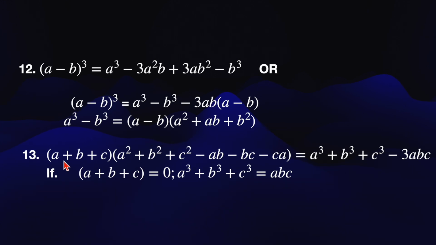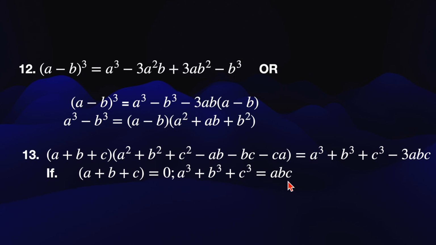13th one is (a plus b plus c) into (a square plus b square plus c square minus ab minus bc minus ca) is equal to a cube plus b cube plus c cube minus 3abc. If a plus b plus c is equal to 0, the whole expression becomes 0, and a cube plus b cube plus c cube minus 3abc is 0. That means a cube plus b cube plus c cube is equal to 3abc.